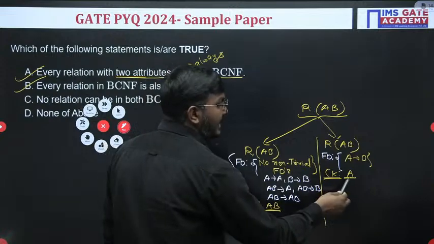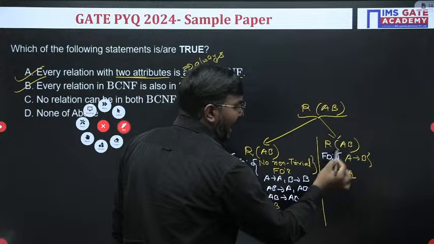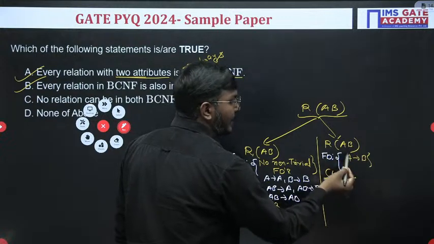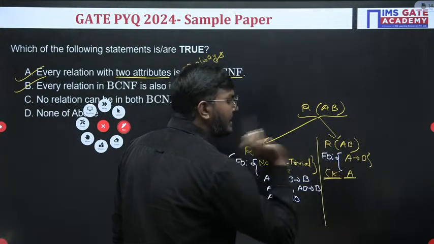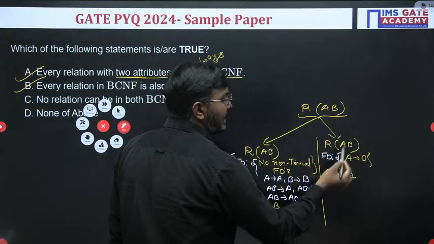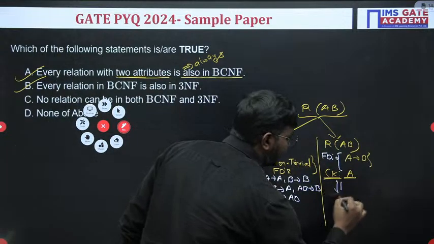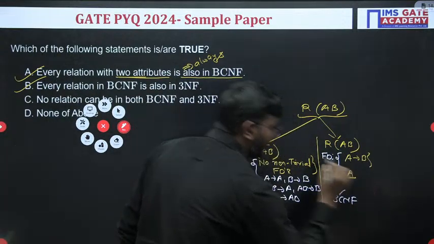If A is the candidate key, then in this relation I have only a single FD whose LHS is a super key. If the LHS is a super key, then this FD is allowed in BCNF. Because we are not having any FD that violates the BCNF condition, this relation is in BCNF.